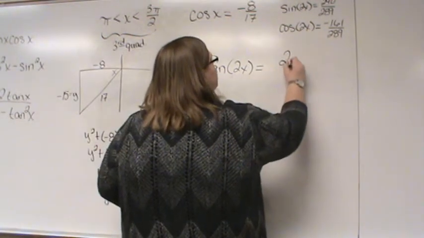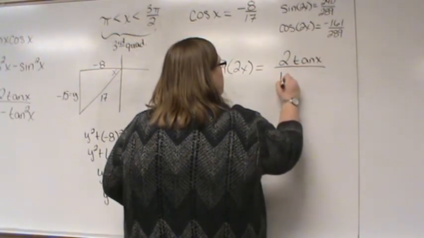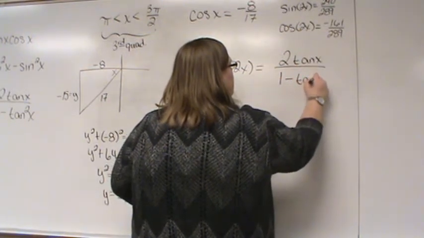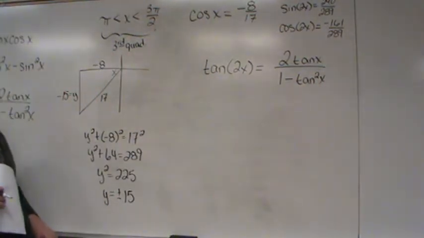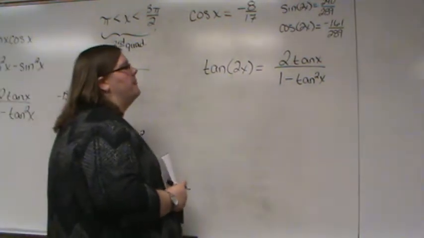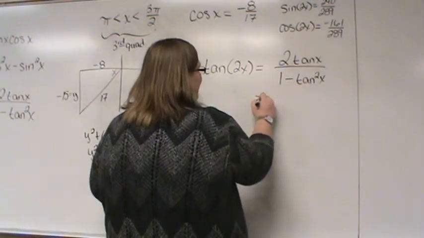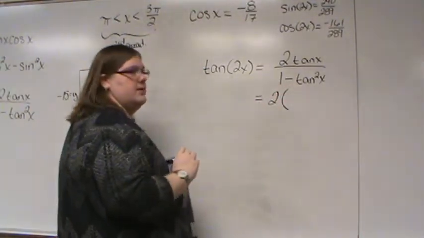tan x. So we have 2 tangent x over 1 minus tangent squared. Is that how everybody is finding the tangent? Yeah? Okay. So we're going to have 2 times what's the tangent?